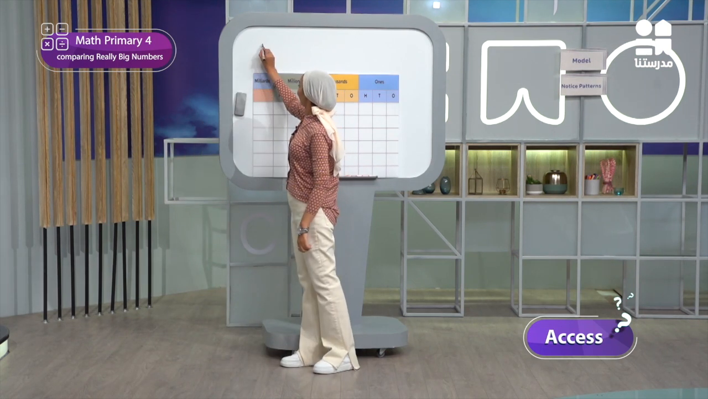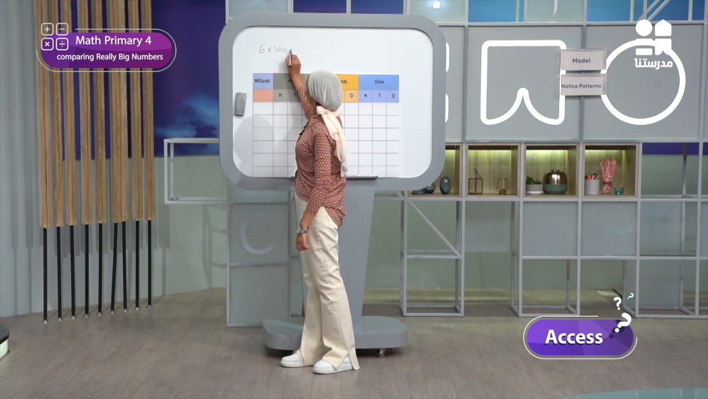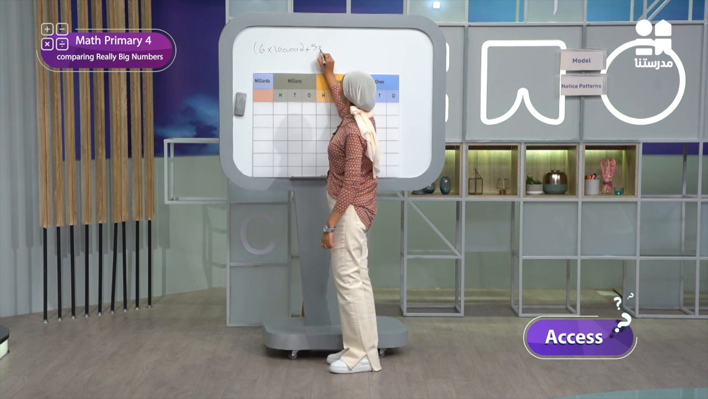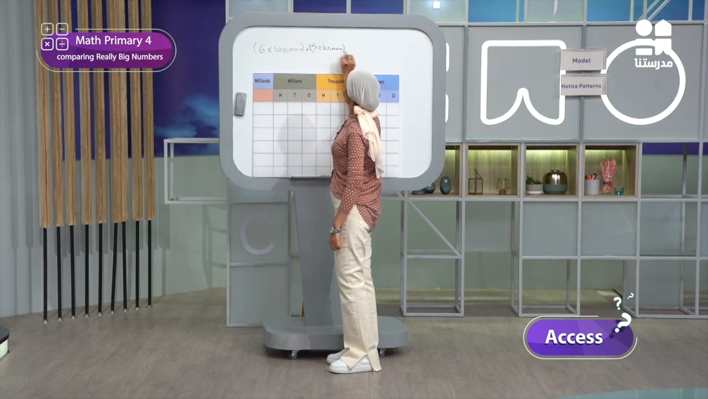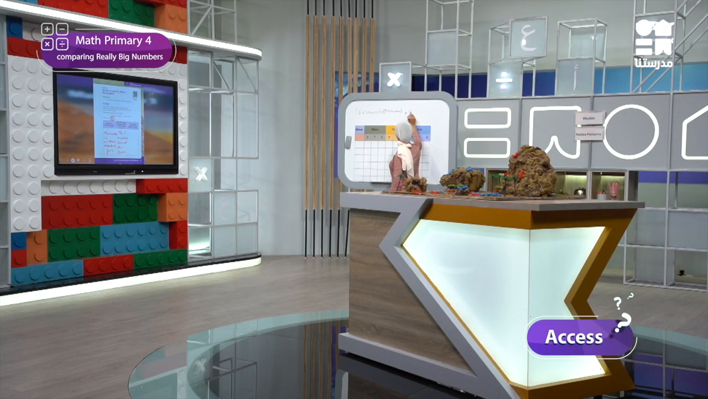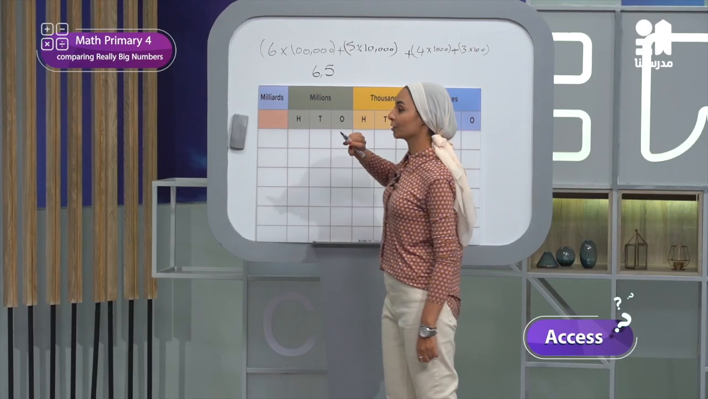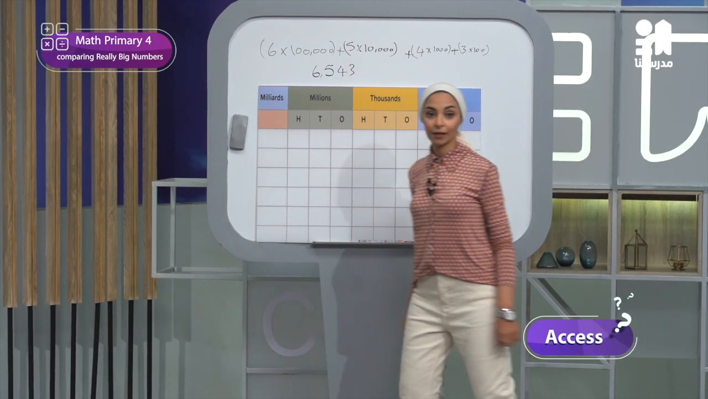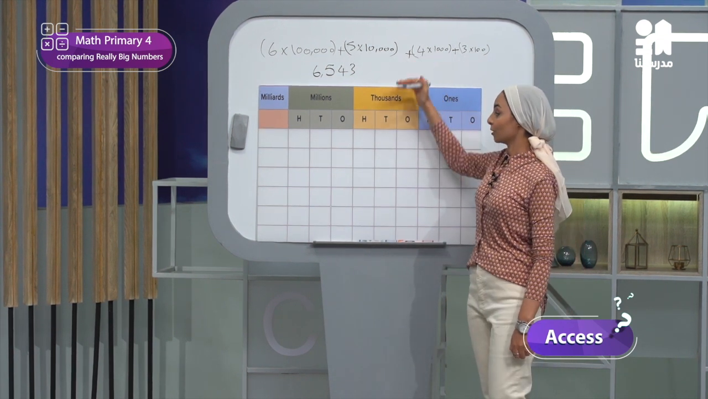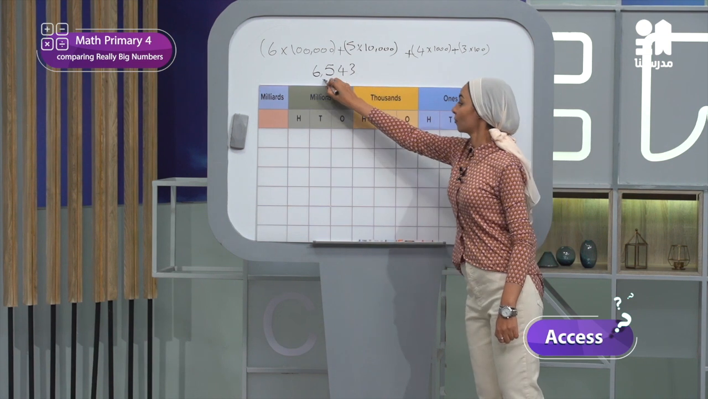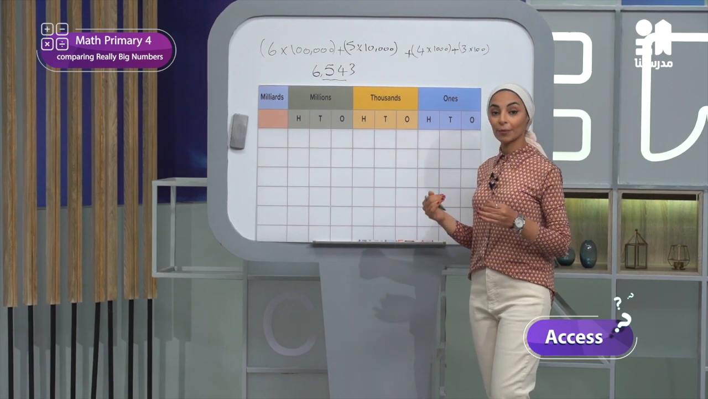Okay. Here I have number 6 times 100,000 plus what? Yes, 5 times 10,000 plus what? 4 times 1,000 plus 3 times 100. And what is the student's answer? Yes, he said that this number 6,543. Okay. طيب تعالوا بقى نحط ال expanded form in this chart عشان نعرف if this number right or wrong. Okay. وهنكتب ال correct answer.